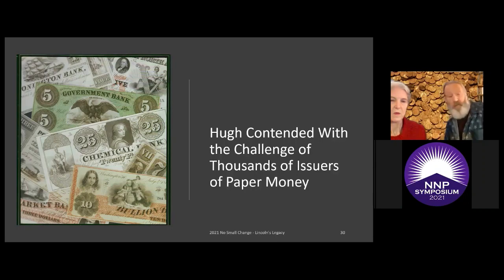And the parity of the value, you couldn't rely on it. Because they were state-oriented, generally, a $10 bill in Indiana might be worth $5 in Massachusetts. It might be worth $3 in Maine. And it was a really tough thing for Hugh to try to sell everybody on the idea of a national banking system.